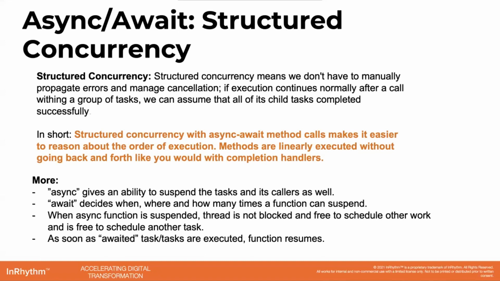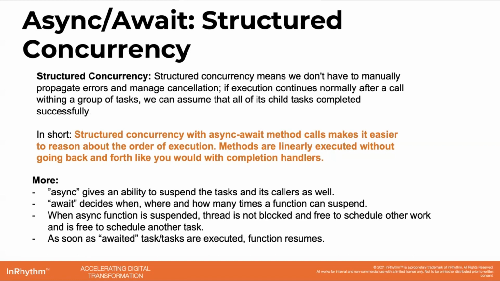Await decides when and where and how many times a function can suspend. The await keyword is what we put before the function name at the caller place, in the caller method. When an async function is suspended, the thread is not blocked, which is why we call it a non-blocking architecture.